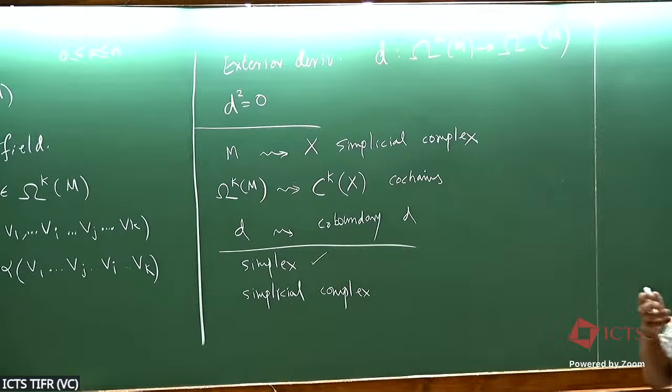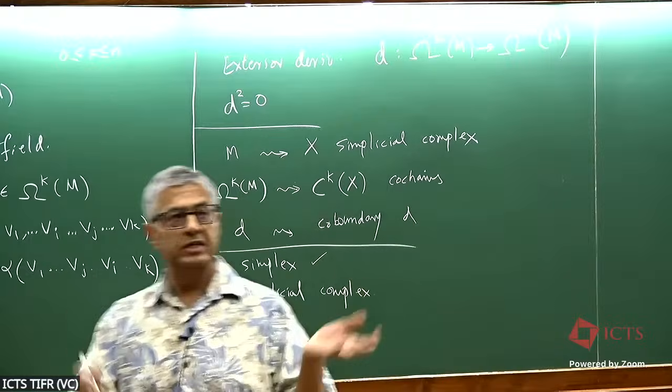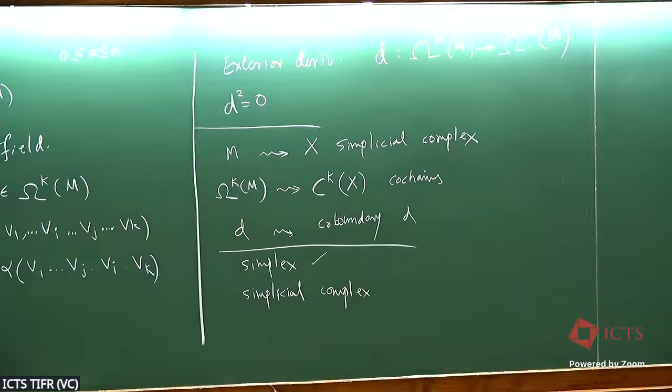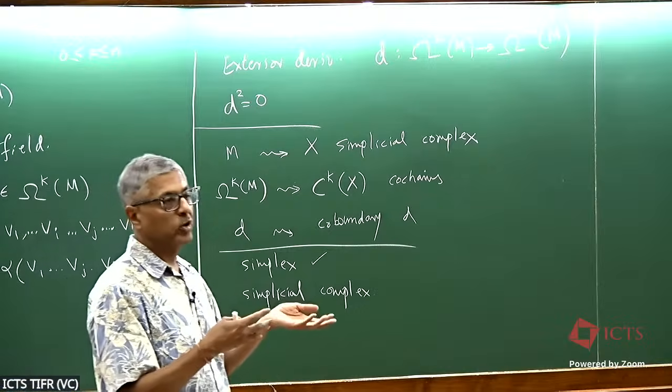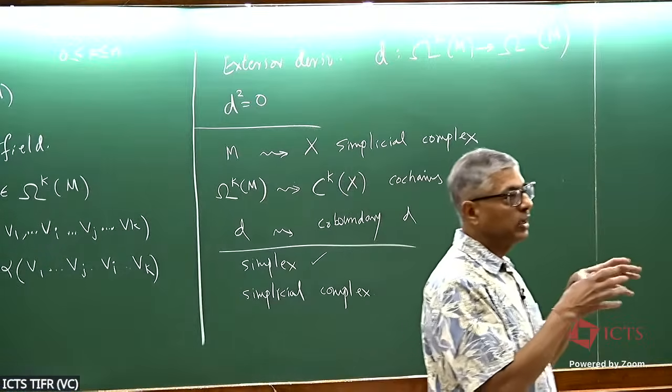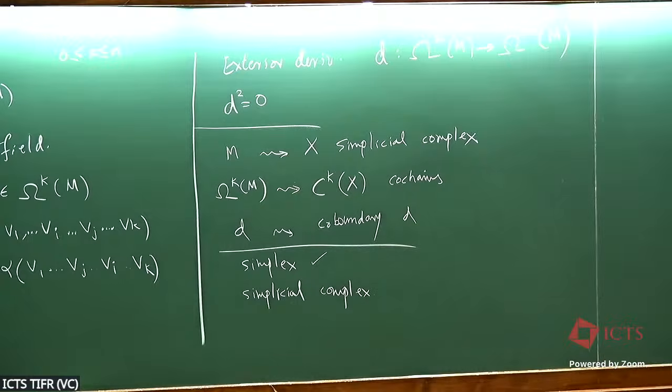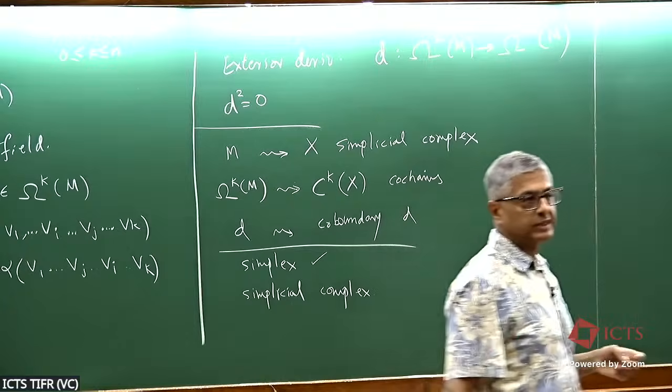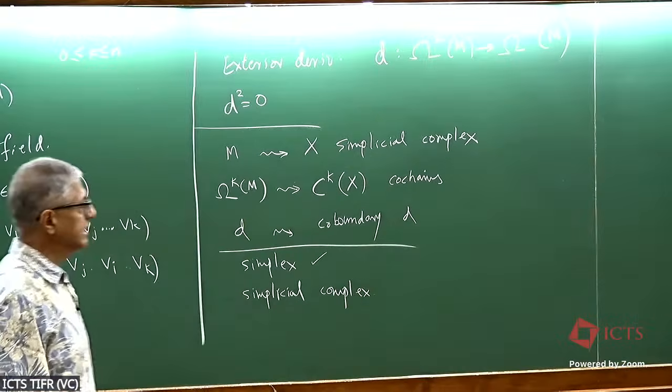So a simplex is defined using these points, right? And if you delete 1 point, you get a K minus 1 dimensional face. If you delete 2 points, you get a K minus 2 dimensional face. So if you take any subset of the vertices, you will get a face. And the whole simplex is a face of itself also. The others are proper faces.